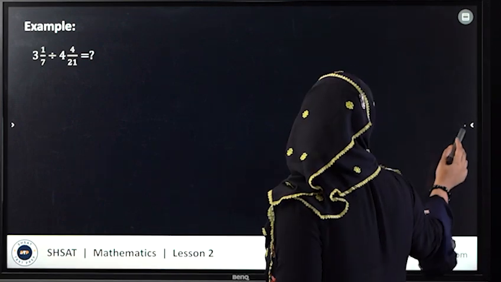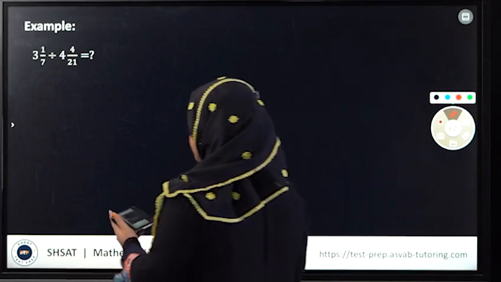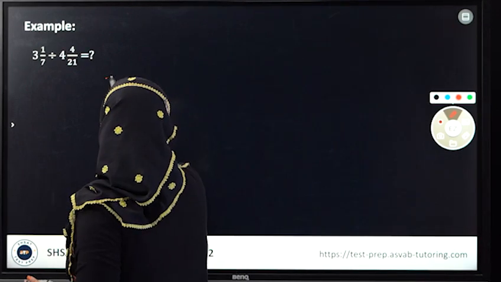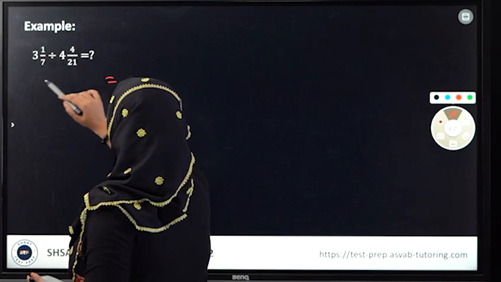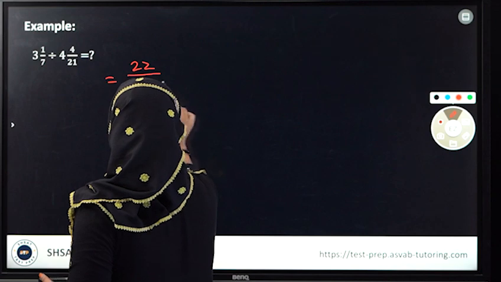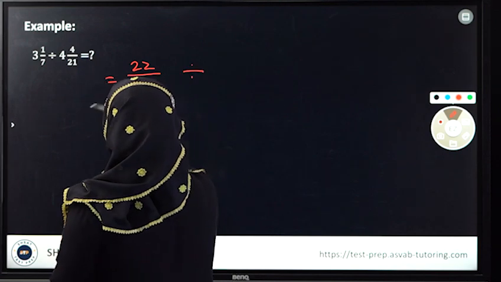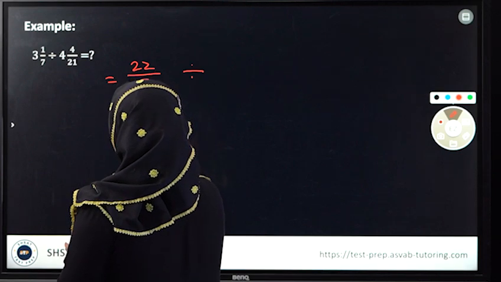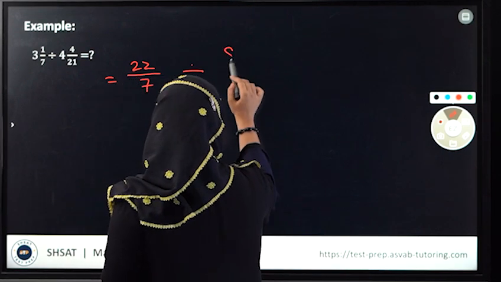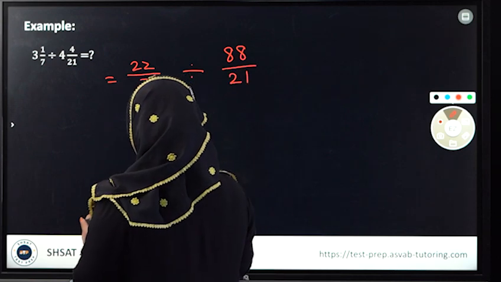We have another one right here, as we can see. If we want to divide 3 and 1/7 with 4 over 21, first of all, you need to write this as what? 7 times 3 is 21. 21 and 1 is 22. So that's 22 over 7 divided by 21 times 4. It's going to be what? That's going to be 84, yeah? 84 plus 4 is 88. 88 over 21. Now what?